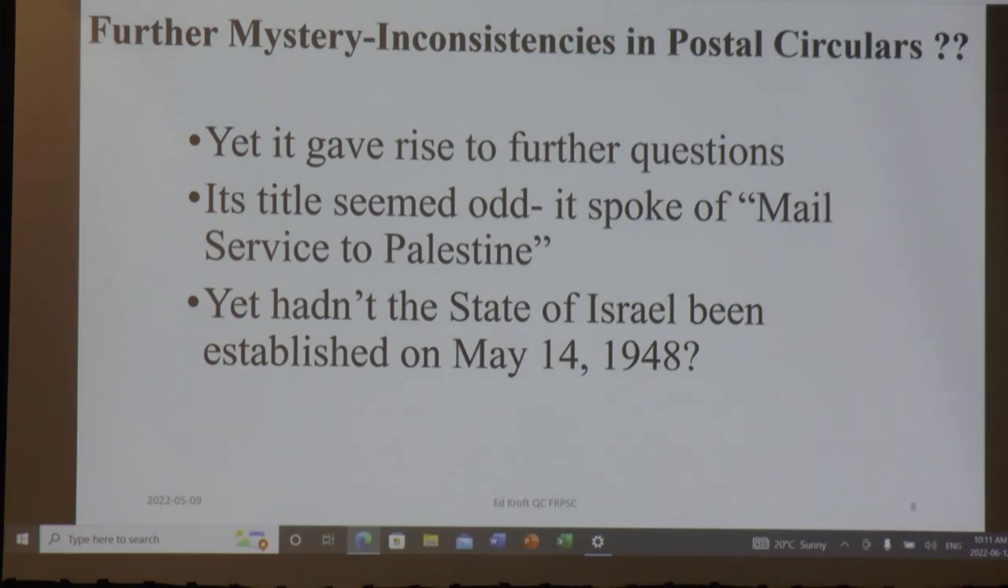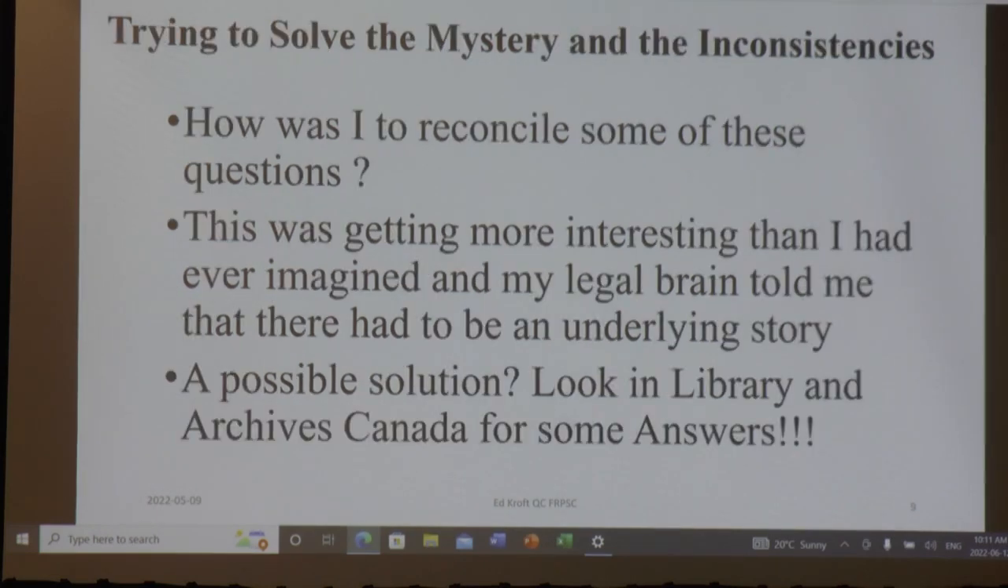So these simple inquiries that I was making gave rise to further questions. The circular talked about mail service to Palestine. How was I to reconcile some of the things that I was finding? And using my legal brain, I said there had to be an underlying story, a deep story that some of us may not have known about, just looking at this information. So I thought to myself, where will I go for some of these answers? And I went looking in the Library and Archives Canada for some of the answers.